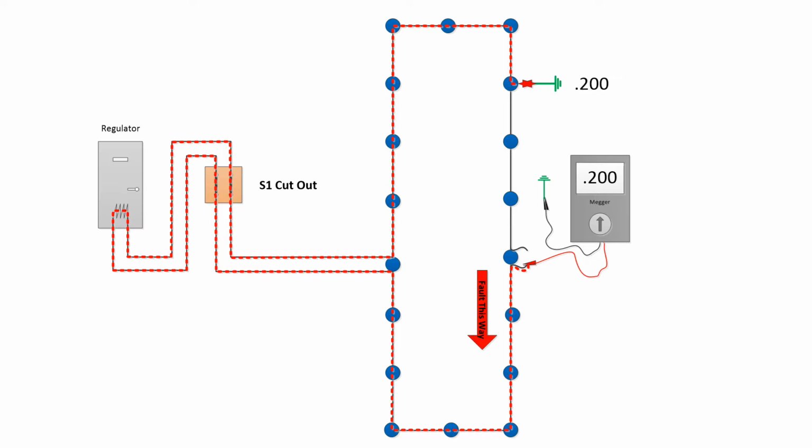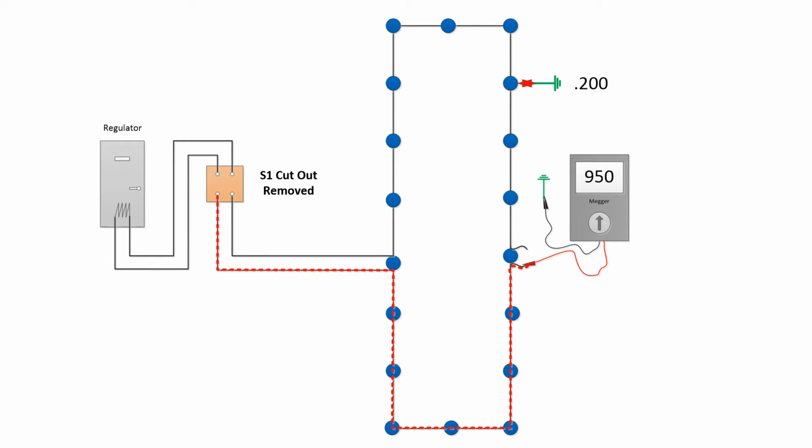So to find a fault, it's important to create an open circuit somewhere. This is best done at the S1 cutout. With the S1 cutout cover removed, the reading changes to a much higher value than the fault you're looking for. And remember, you're looking for a 200 kiloohm reading. Don't be distracted by other readings. This meg reading has very little value at this point other than the fact that it's not the fault reading you're looking for. So the fault is not in that direction.